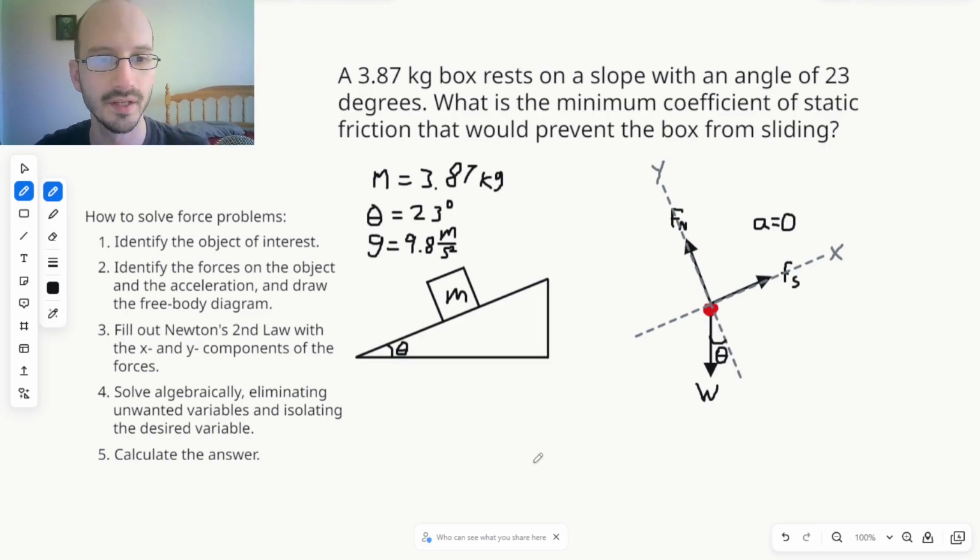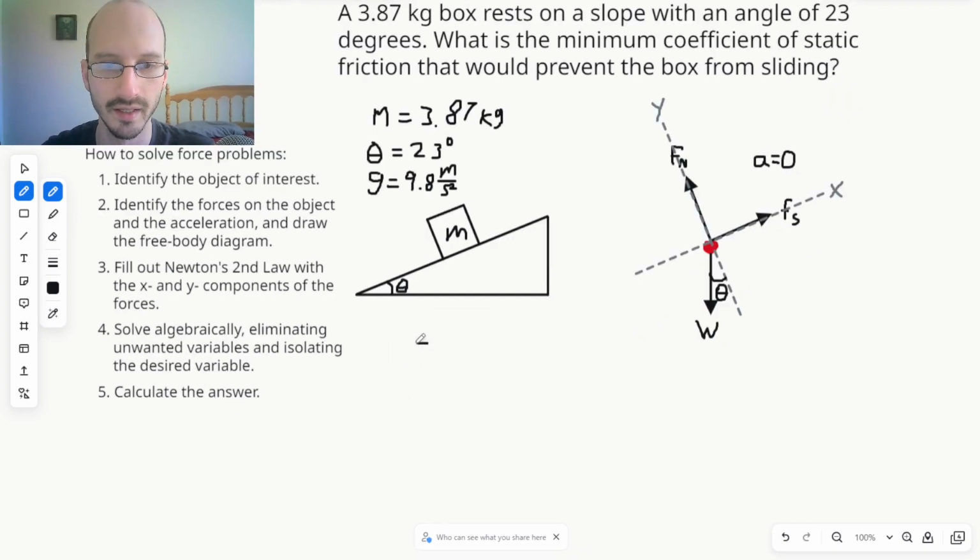The next step is we want to fill out Newton's second law with the x and y components of the forces. So Newton's second law, the sum of the forces, it's a vector equation, is equal to the object's mass times its acceleration. In this case, our object is not accelerating, which means the acceleration is 0. So in this case, the sum of the forces equals 0.